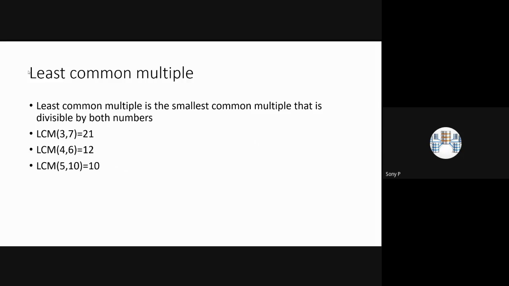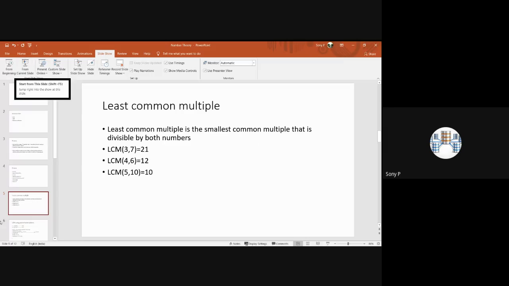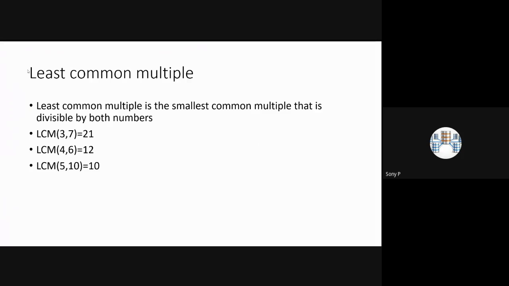Then least common multiple. How to find the least common multiple? We know that the least common multiple is the smallest common multiple that is divisible by both numbers. So LCM of 3 and 7 is 21. LCM of 4 and 6 is 12. LCM of 5 and 10 is 10.